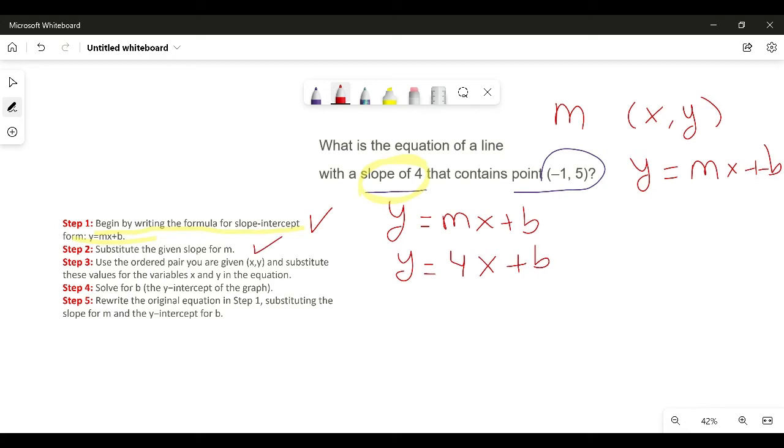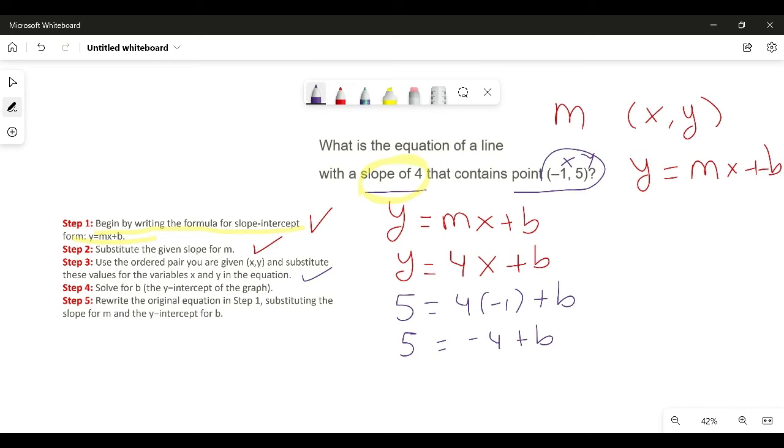Now step 3, use the ordered pair you are given, x, y, and substitute these values for the variables x and y in the equation. Okay, I just substitute. Y is 5, equal 4 times -1 plus b. What is 4 times -1? -4 plus b. Okay, so I just did step 3.